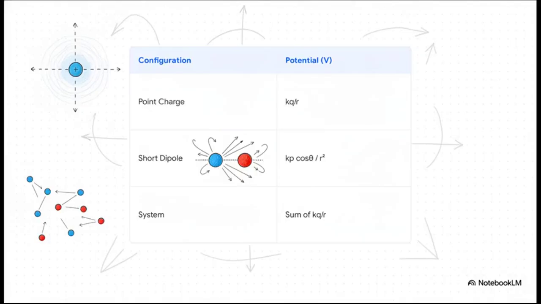But an electric dipole, which is two opposite charges separated by a tiny distance, creates a potential that depends on both distance and angle, decaying way faster as 1 over r squared. And what about a complex system of many scattered charges? Easy. We simply calculate the kq over r for each individual charge and just add those scalar numbers together algebraically.